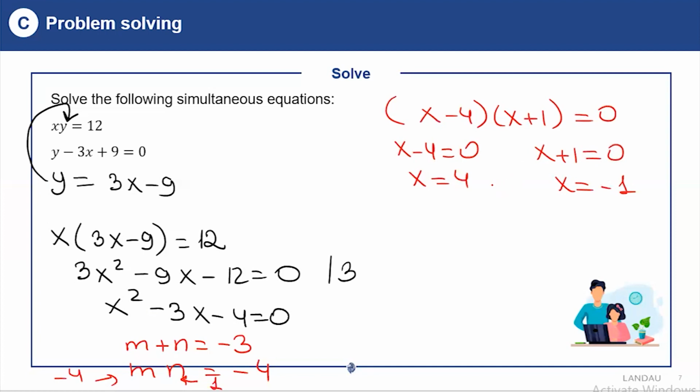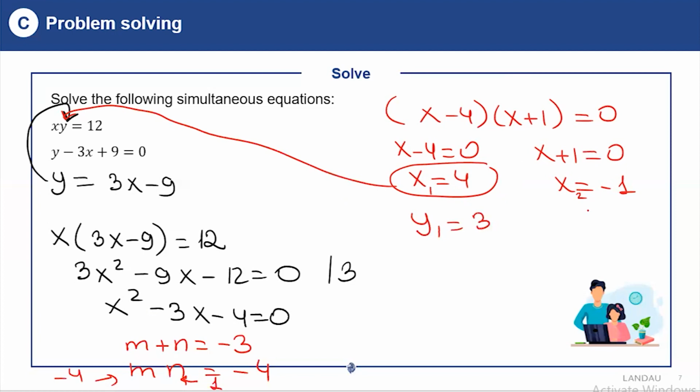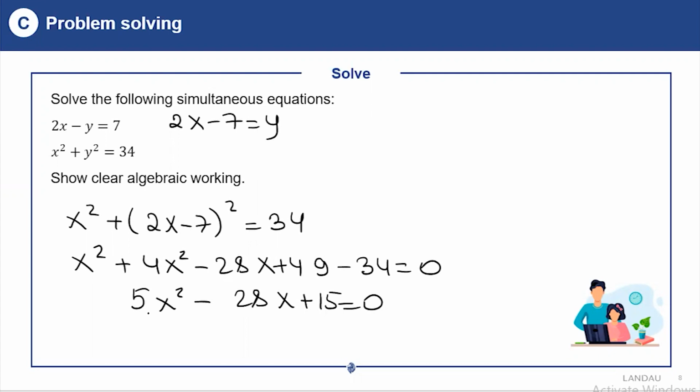If you want to find y, you can take these values and plug them into the first equation. So first let's start with 4. If x1 is 4, y1 will be 3. And if x2 is -1, y2 will be -2. So as we did in the previous questions, in this question we got 4 answers as well.